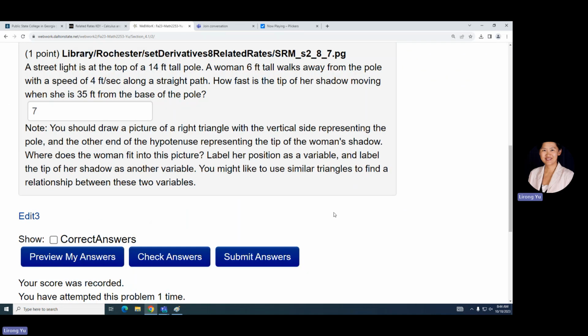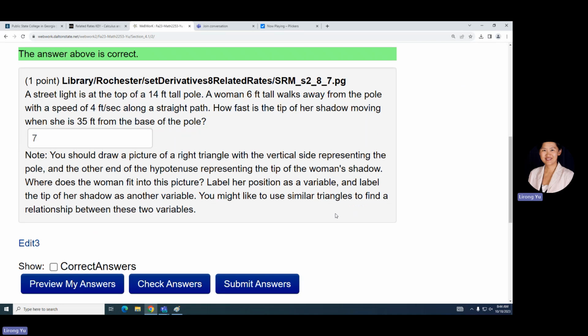It looks like 7 would be fine. But if we were answering the question in physics or in actual application, we have to express the unit. So it should be 7 feet per second. That's the whole answer, because it says how fast is the shadow moving. So we should answer the speed, or the actual rate of change.